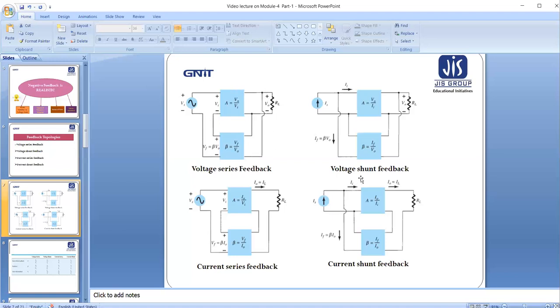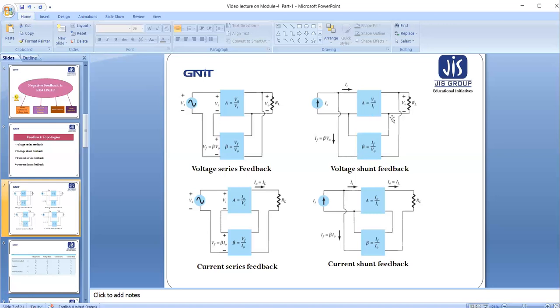Next one is the voltage shunt. Voltage shunt means the output is voltage. Shunt should be the input side. Now we know that during the shunt connection, voltage remains the same. So we must discard this voltage, and current will be different. So we must take the current signal.